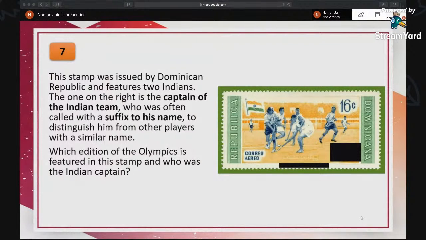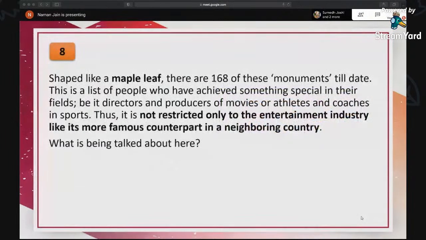Moving on, question number 8. Shaped like a maple leaf, there are 168 of these monuments till date. The first hint is maple leaf. This is a list of people who have achieved something special in their fields, be it directors and producers of movies or athletes and coaches.